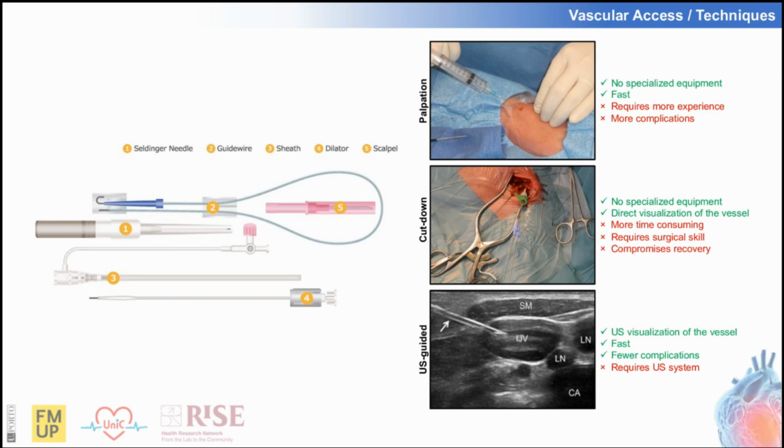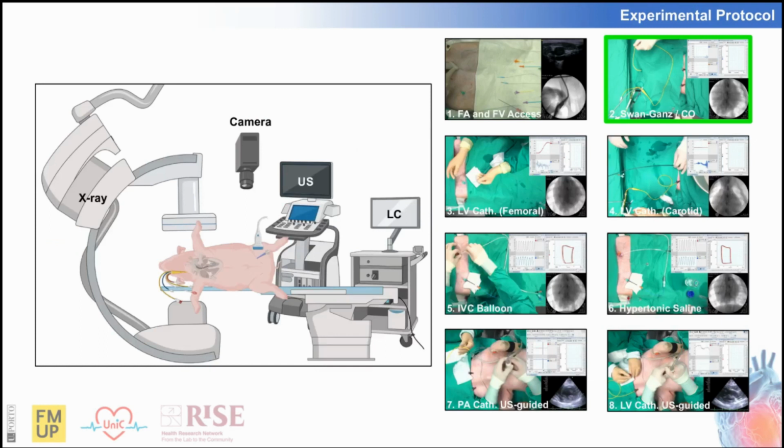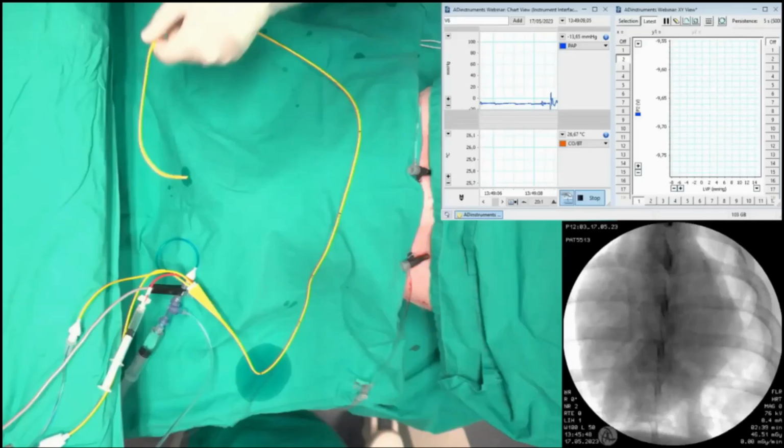It does, however, require an ultrasound system, but this is usually available in most experimental labs. So after all your vascular accesses are performed, we can move on with the protocol, and we usually introduce our Swan-Ganz catheter first, as it allows us to monitor pulmonary artery pressures and cardiac output throughout the rest of the procedure. So I'll just pop up the video.